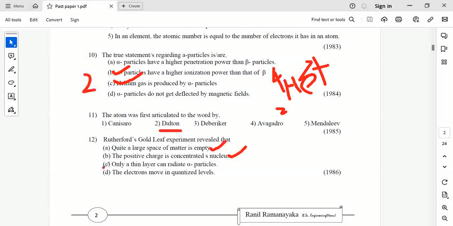Rutherford in the gold-foil experiment didn't say anything about alpha particles or thin layer penetration ability. Electrons move in quantized levels. This is also not stated in this one. It was stated by Niels Bohr. AB only, first answer.